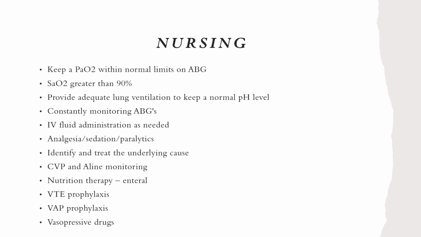Like I said, invasive line, CVP, and A-line monitoring. Nutrition therapy is always very important. It can cut down on our stress ulcers, GI bleeding, and it really coats the belly. We know VTE prophylaxis is important. VAP prophylaxis we know is very important. And these patients tend to be on vasopressor drugs because they are hemodynamically unstable.